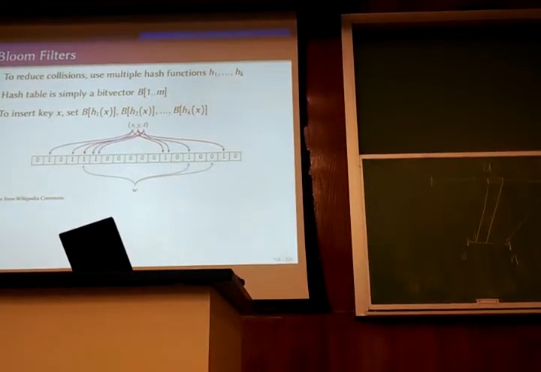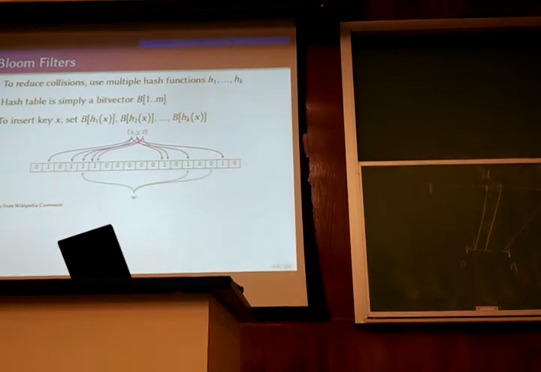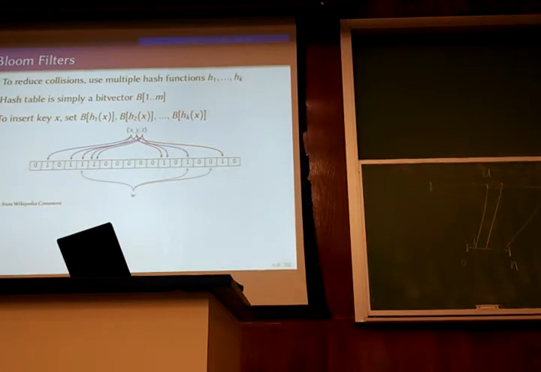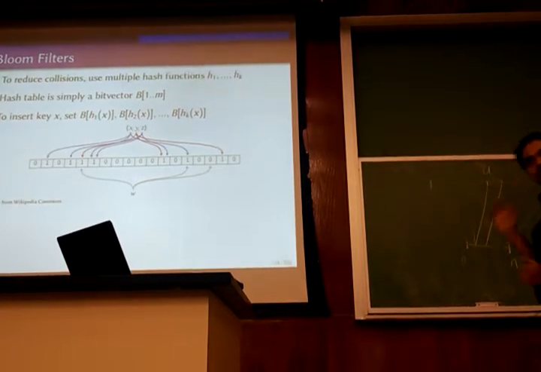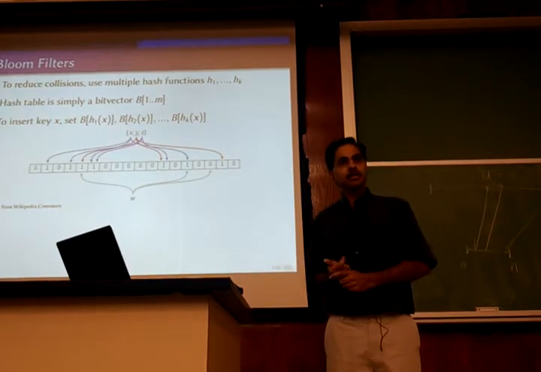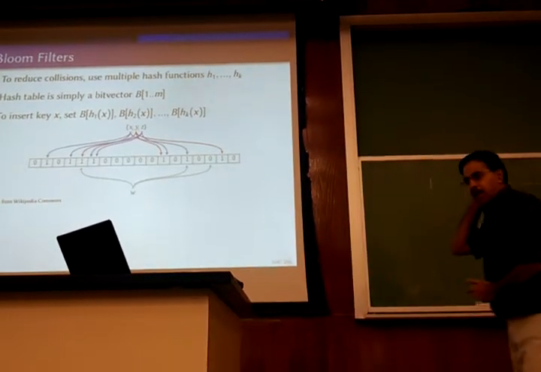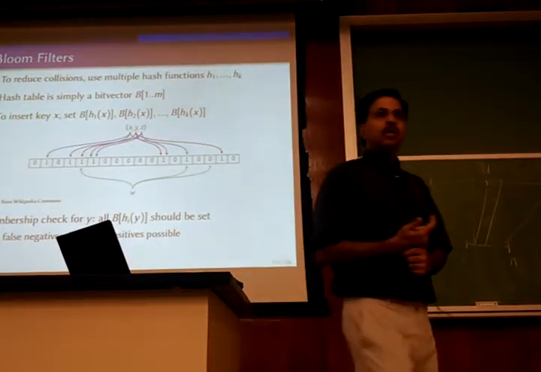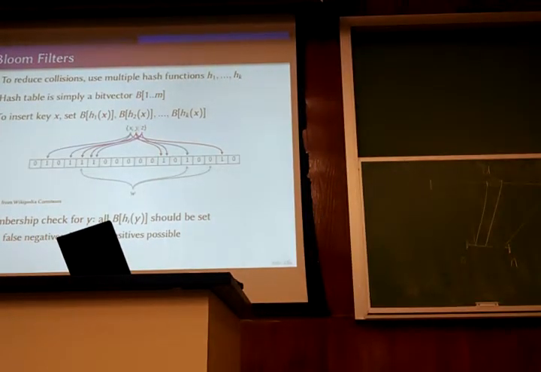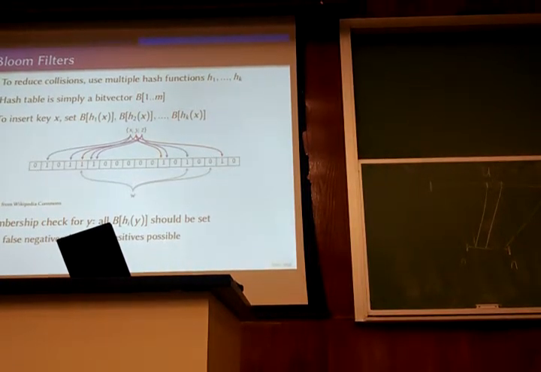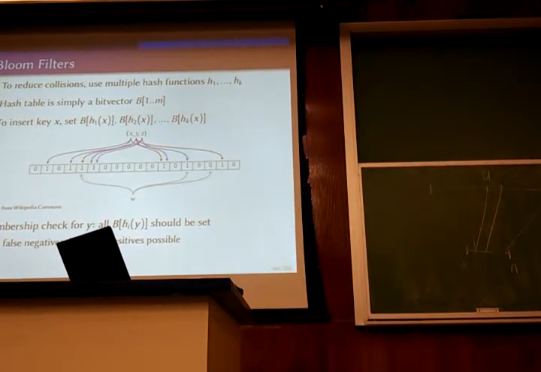So, yes, the point is that you cannot avoid collisions. All you can do is reduce the probability of collisions by using multiple hash functions, but you cannot eliminate them completely. And as a result, you can have false positives. Just because a bit is set doesn't necessarily tell you it was that particular element that was set.